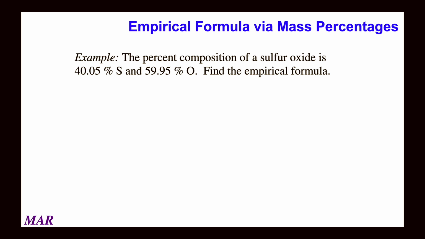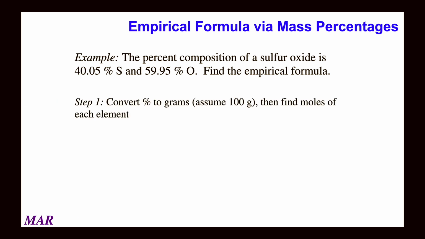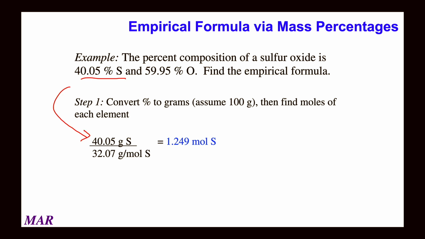40.05% sulfur, 59.95% oxygen. We know it's some kind of sulfur oxide, but what is the empirical formula? How do we turn those percentages into an empirical formula? And that's really cool. So again, like we talked about, first thing, go percentages to grams. If you have 100 grams, that makes this really easy, because that would be 40.05 grams of sulfur and 59.95 grams of oxygen. So here's the percent of sulfur. Assume 100 grams, 40.05 grams.